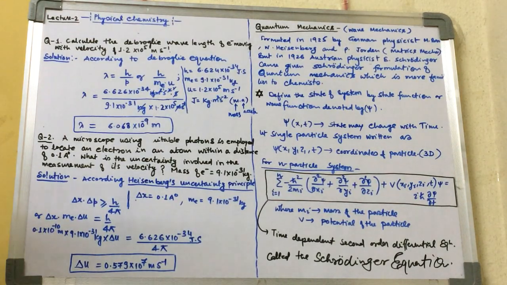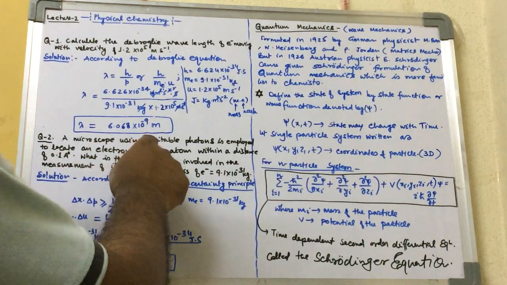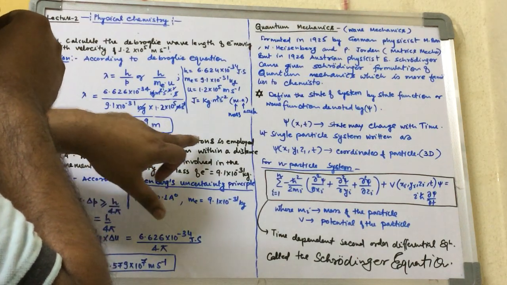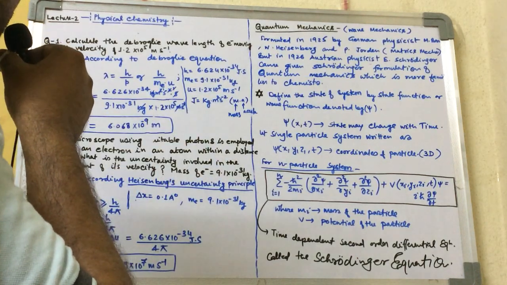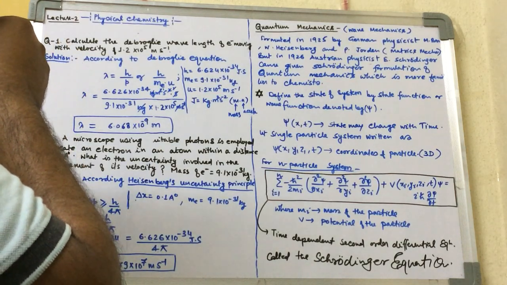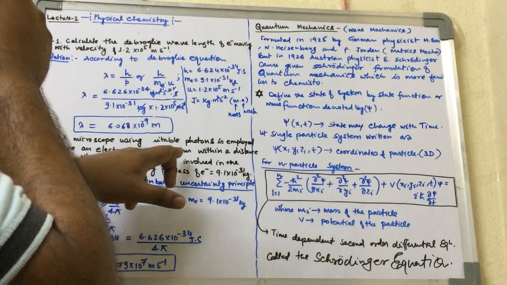The second problem is based on the Heisenberg uncertainty principle. The question says a microscope using suitable photons is employed to locate an electron in an atom.